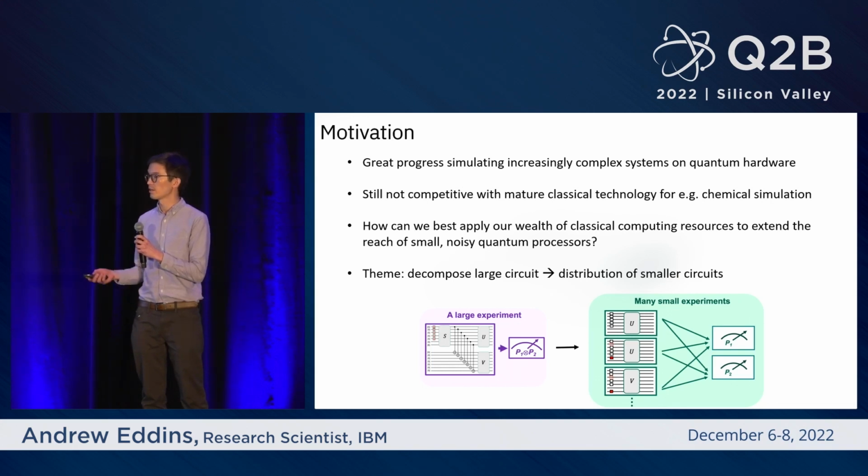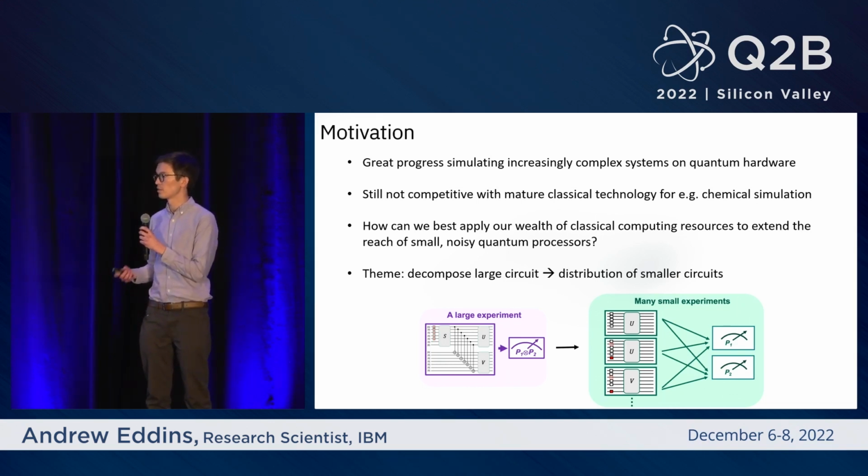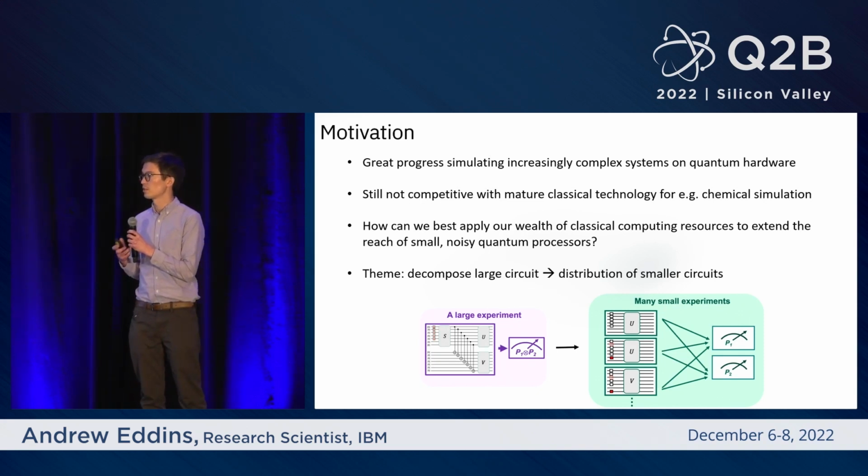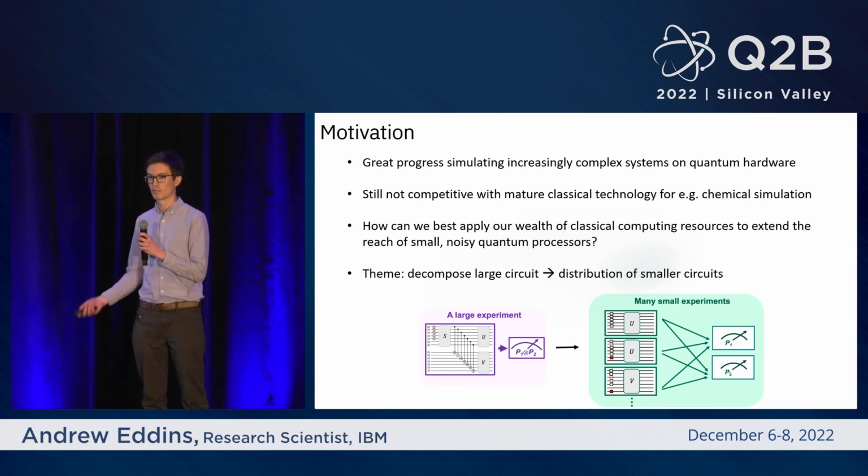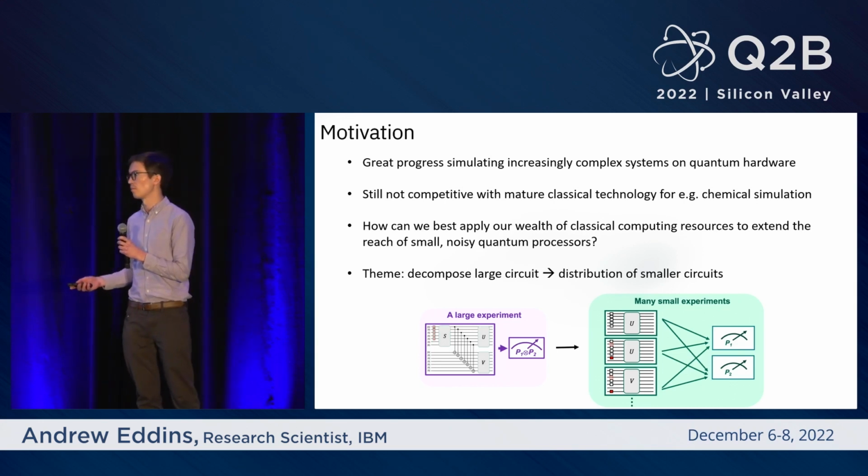There's been a lot of great progress simulating increasingly complicated systems on quantum hardware, though to date we haven't really seen a quantum advantage compared to the mature classical technology, for example, solving quantum chemistry problems or similar applications. So that motivates a question of, in the near term, how can we best leverage our relative wealth of classical computing resources to extend the capabilities of our limited quantum hardware?